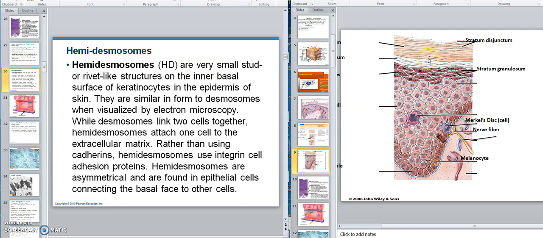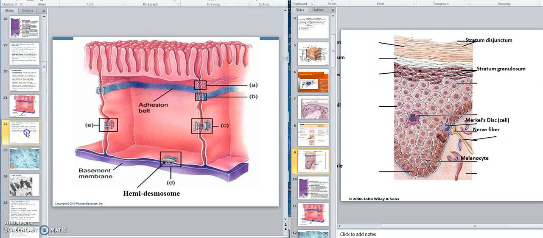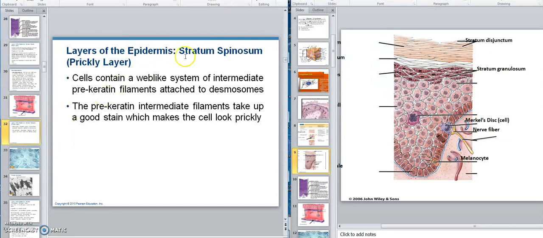Remember we said that the Stratum Basale is hooked to the underlayer, which is the basement membrane, by a half desmosome. Okay, and if it breaks, that's where you get into blisters. Okay, so we'll go further. We'll mention that. The Stratum Spinosum is called the prickle cell layer.